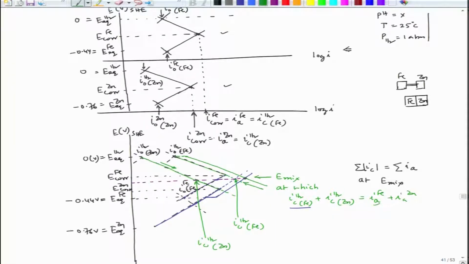Then for the anodic part, we have to see where this particular E mix is cutting across the anodic line. So this is my anodic point. This is IA iron, and for zinc we have to find out this point, IA zinc.